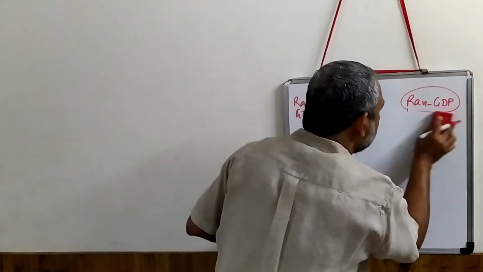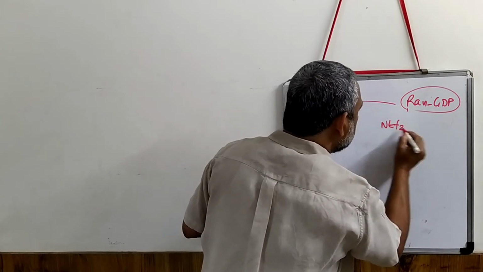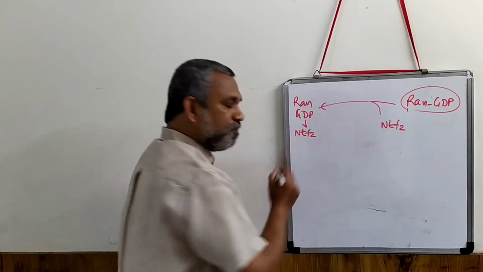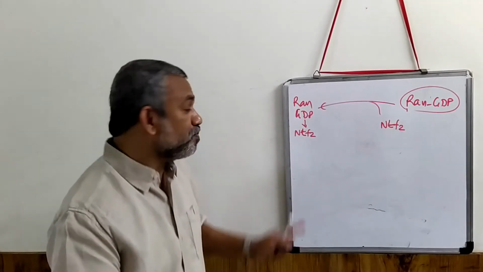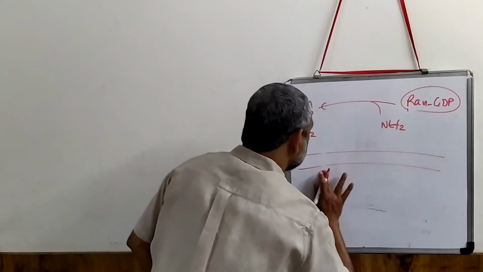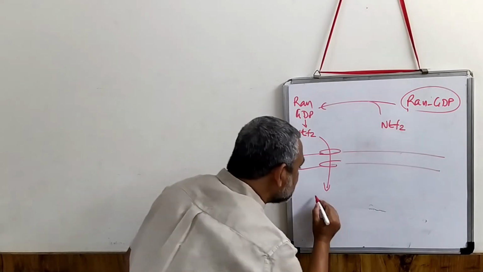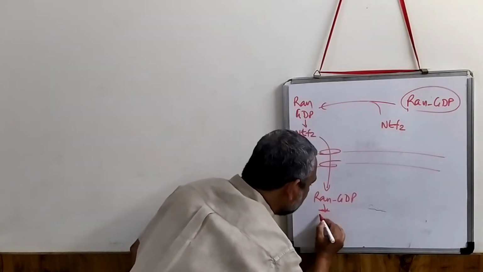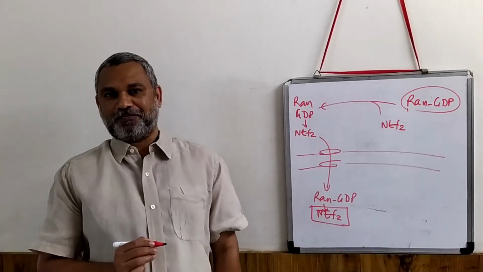Maybe it is better that we write it like this. To this, NTF2 is attached, so it becomes Ran-GDP with NTF2. This is a transporting protein. Once Ran-GDP is bound to NTF2, it is taken inside. So this is the nucleopore, and it is brought inside. So here is the Ran-GDP combined with the NTF2, it is linked.